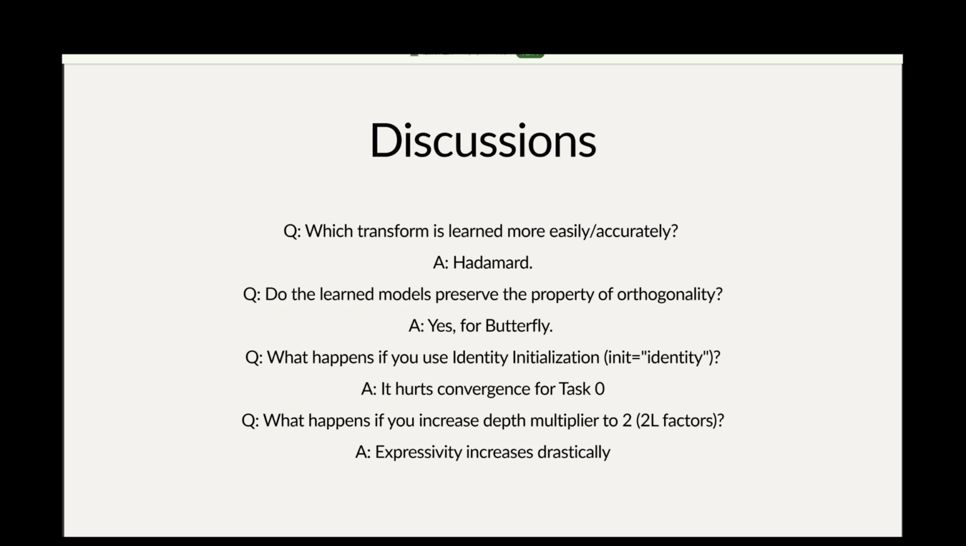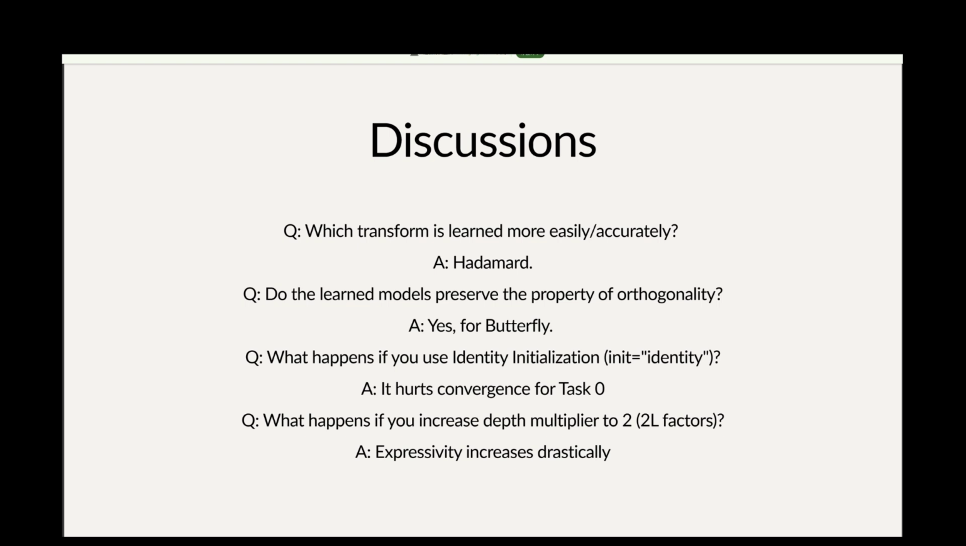And finally, we'll discuss the core question of Task Zero. First, which transform is learned more easily and accurately? The answer is Hadamard, because a recursive structure naturally matches the butterfly grid network. Second, do the learned models preserve the property of orthogonality? The answer is yes, specifically for the butterfly model, because its structural design naturally enforces mathematical orthogonality.